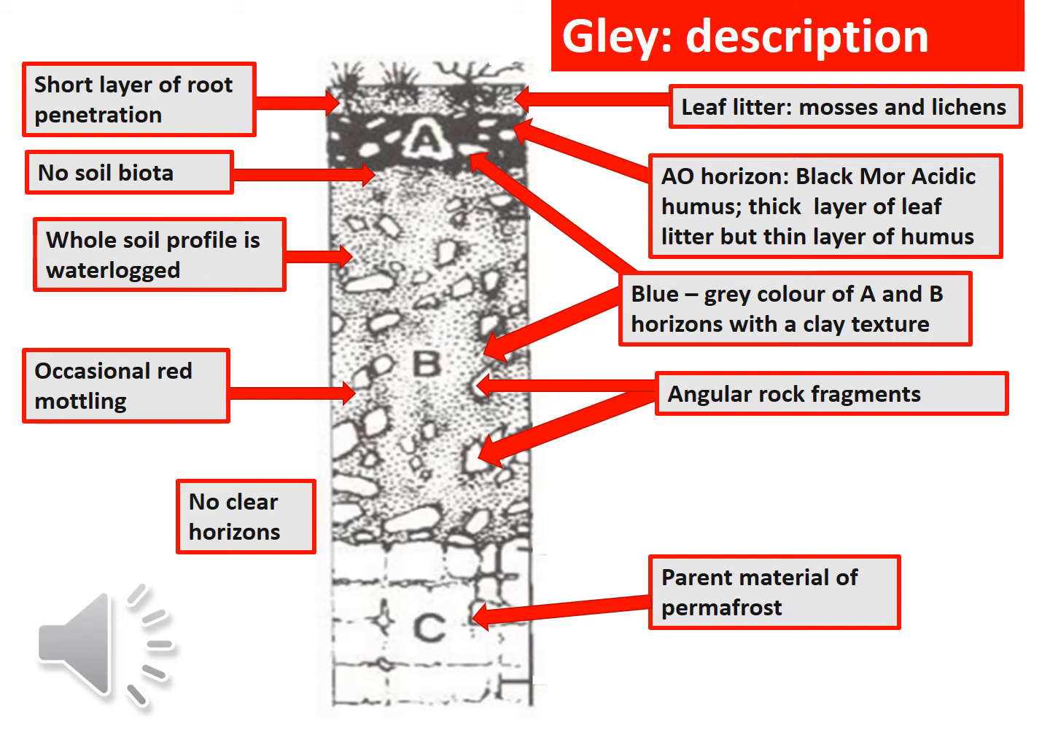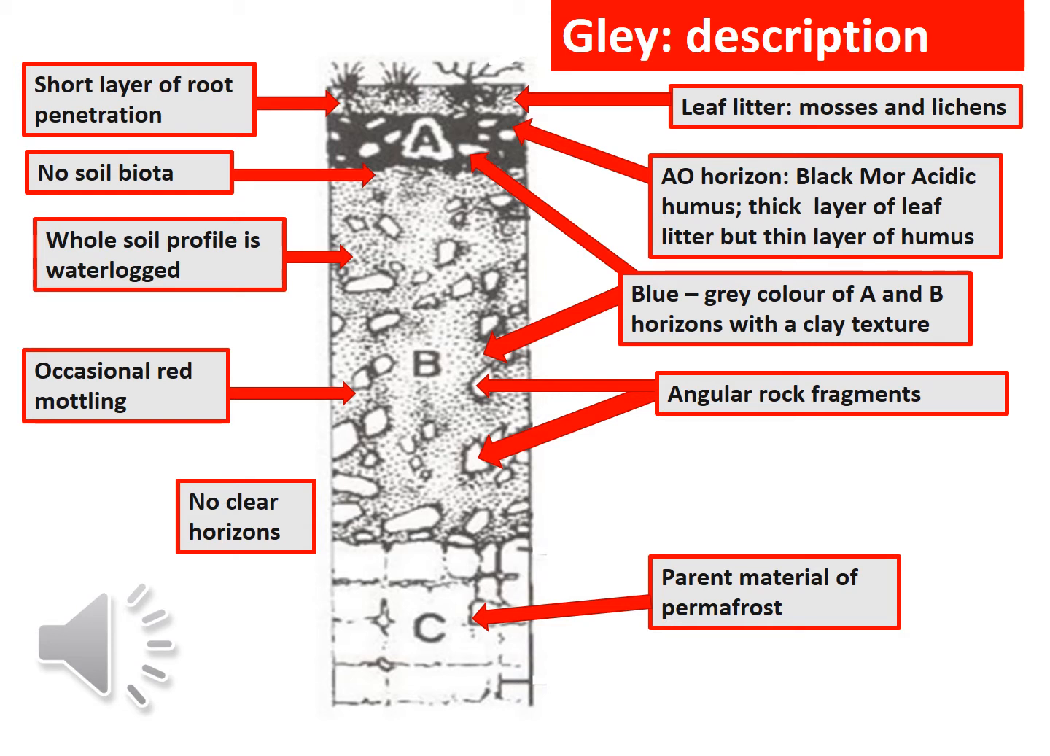Angular rock fragments are scattered throughout our A and B horizons, and right at the bottom we're talking about permafrost for our C horizon. Okay, so if you're not sure what permafrost is, if you've not done geography before, it is permanently frozen soil below the top layers of soil. So if you were to go to Greenland or Iceland or Siberia, Canada, underneath it would be permafrost, permanently frozen soil. So that bit doesn't thaw or melt. The layers above it would thaw and melt in the summer.